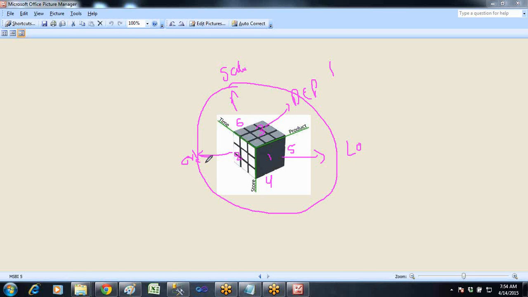SSIS and SSRS will be very simple and very easy to understand. When it comes to SSAS, your thought process should be completely changed. Then only can we understand this one. So these are the three things that we are going to discuss as part of this MSBI technology.